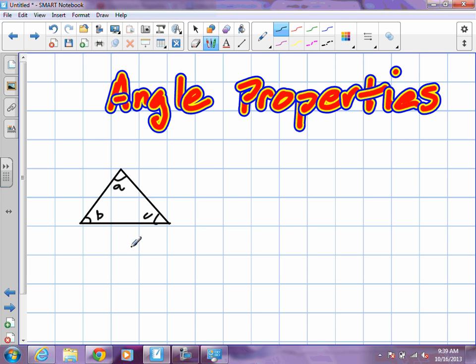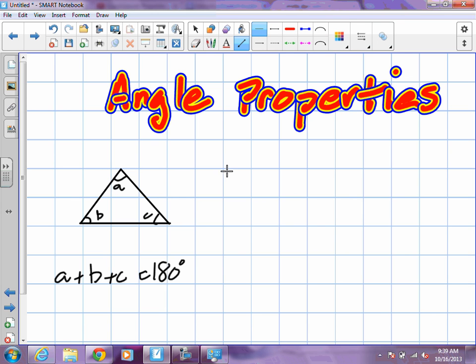If I was to set up an equation, or first maybe we should talk about the idea, what will they all add up to? 180. So how can I write that as an equation? How would I write that out? A plus B plus C. That's right. A plus B plus C equals 180 degrees. Okay. So here's an equation to help us remember the interior angles of a triangle.